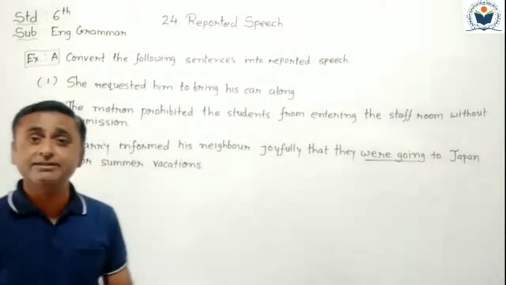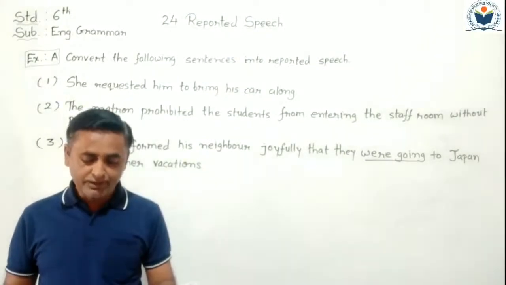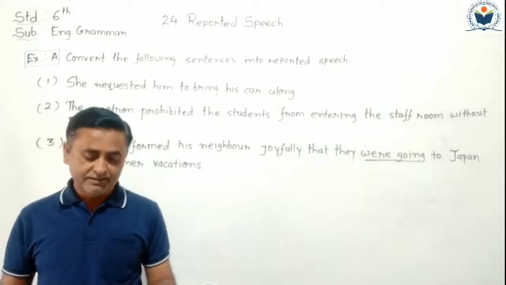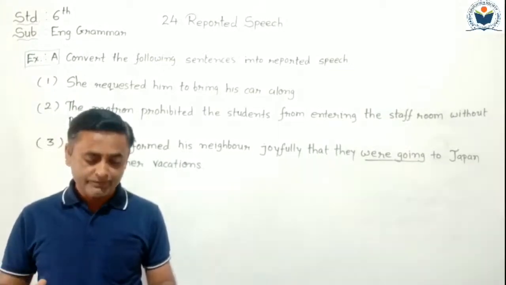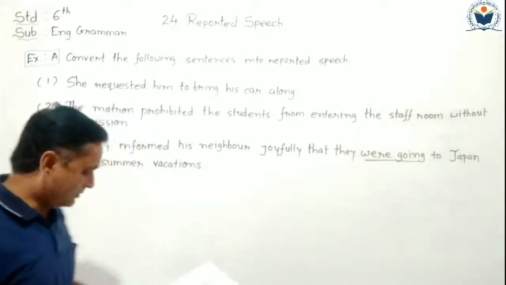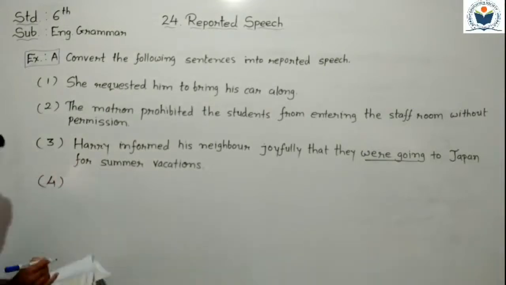Now fourth sentence in your textbook is given here. If you cannot do me good, do not harm me either. Sam said to Sandra. So now what's happened here? Fourth sentence I write as an answer.